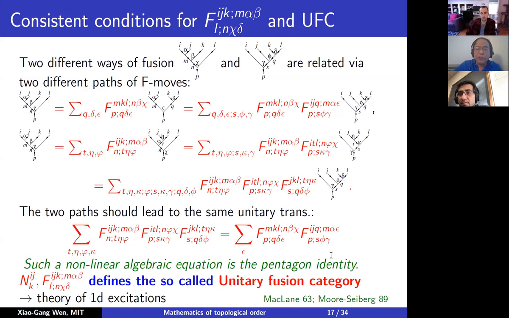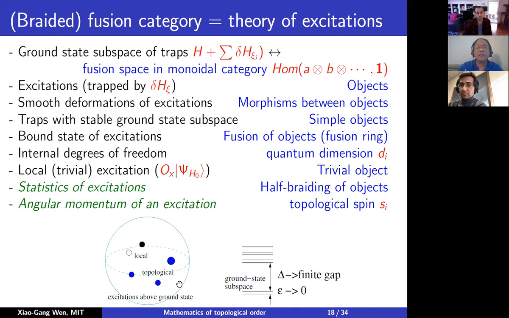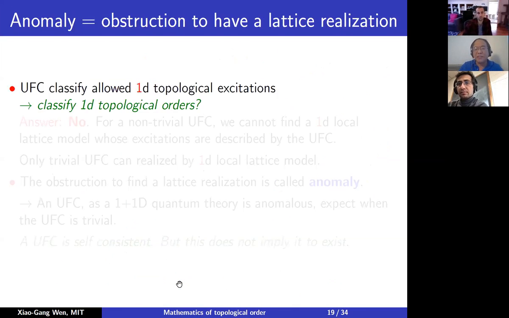And this unitary fusion category, what is the physics? The physics is that it's a theory to describe one-dimensional excitations. Because in one dimension, we can only fuse particles, we cannot braid. So in one dimension, we have a fusion operation. If you only want to consider fusion of one-dimensional particles, the most you can get is a fusion category. So the fusion category is the full data to describe all possible consistent fusion of one-dimensional excitations.